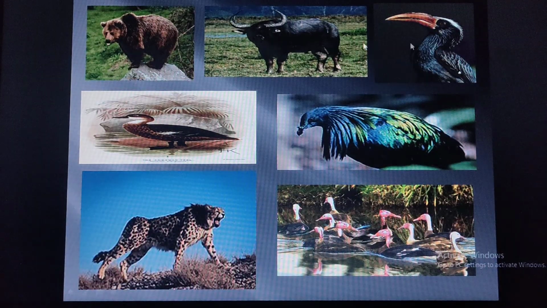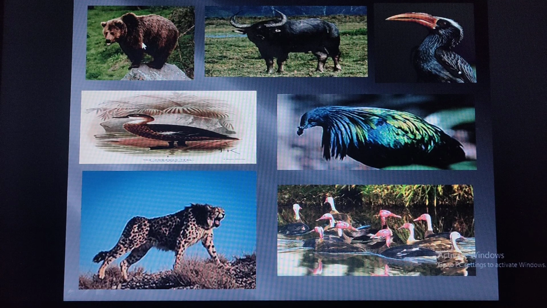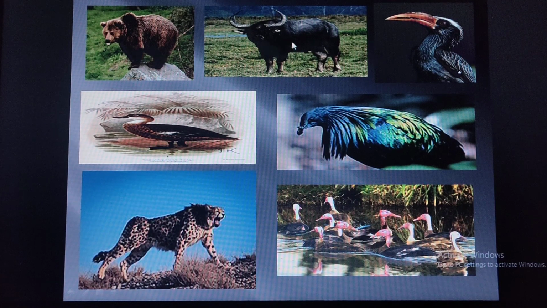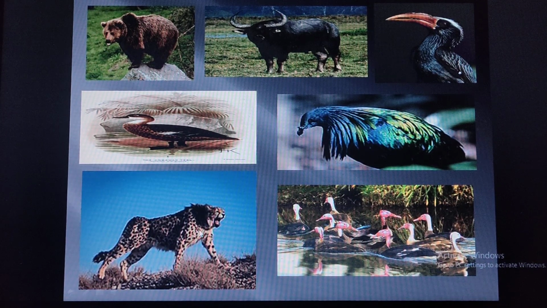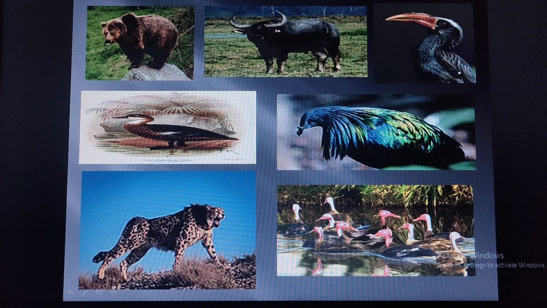Here in the picture, you can see some rare species, that is the Himalayan brown bear, Asiatic buffalo, the hornbill, whereas here is Andaman teal, Nicobar pigeon, whereas these are the pictures of some extinct species, that is Asiatic cheetah, pink-head duck. After seeing all these species, let us move forward.